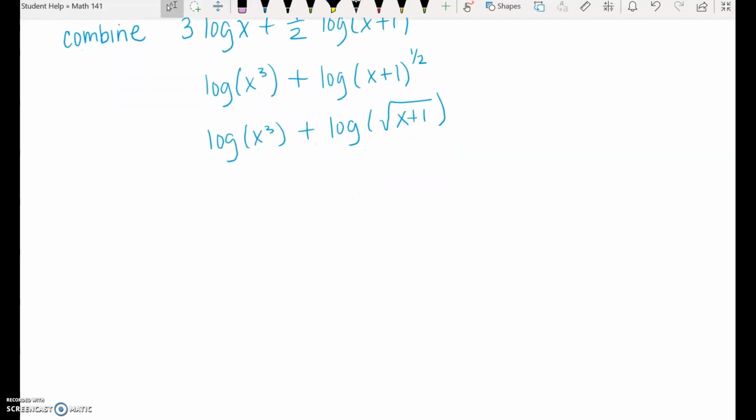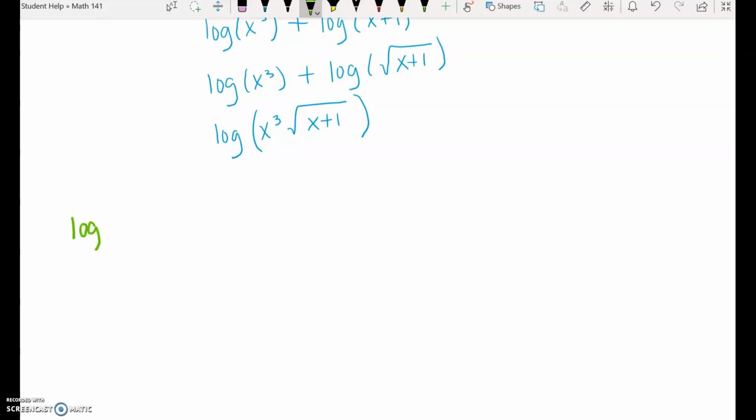And now I've got two different arguments that would need to be multiplied together. So my final answer is going to be x cubed times the square root of x plus 1. You don't have to put the parentheses around it, but sometimes we'll put parentheses around it just to denote that that's the entire thing that we're taking a log of.